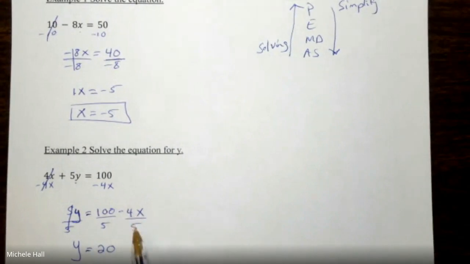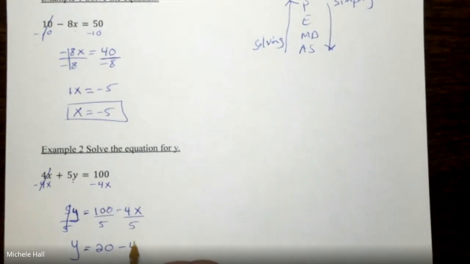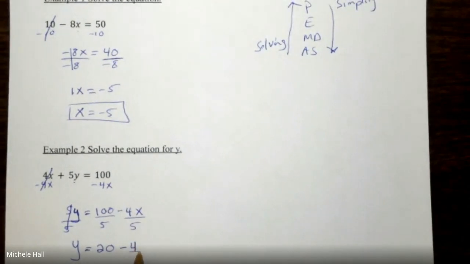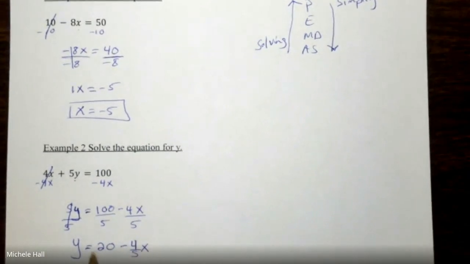And how about -4/5? Is this going to reduce in the fraction? No. So we just leave it as -4/5 and put the x right next to it. It's starting to look like slope-intercept form. Remember that?